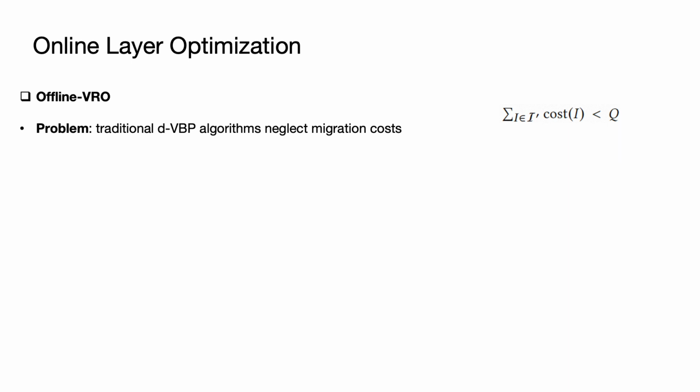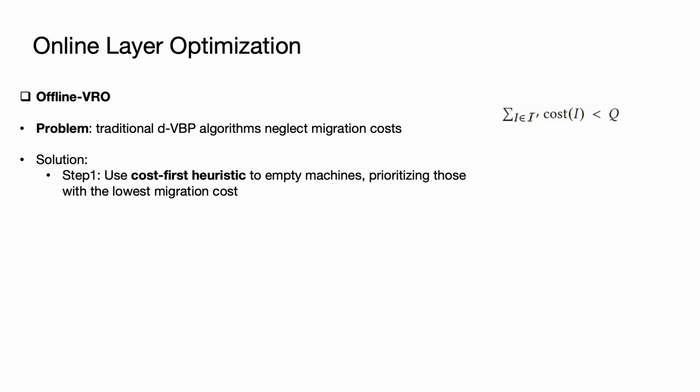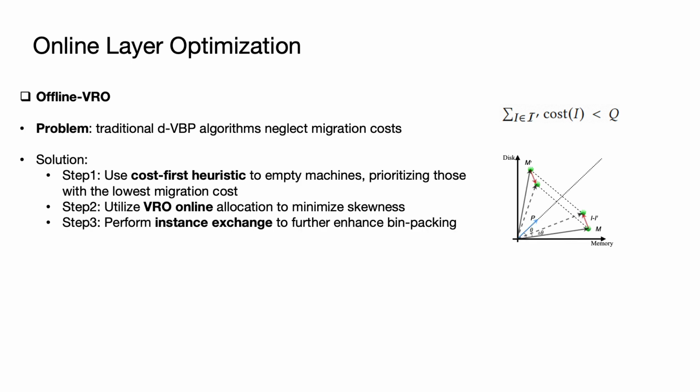The offline version aims to address migration costs in offline cluster consolidation. Our approach consists of three main steps. Firstly, we use a cost-first heuristic to empty machines, focusing on those with the lowest migration costs. By doing this, we can efficiently clear out the machines and reduce overall costs. Secondly, we apply the online version to handle migration resource allocations. Finally, we carry out an instance exchange to complete the migration.